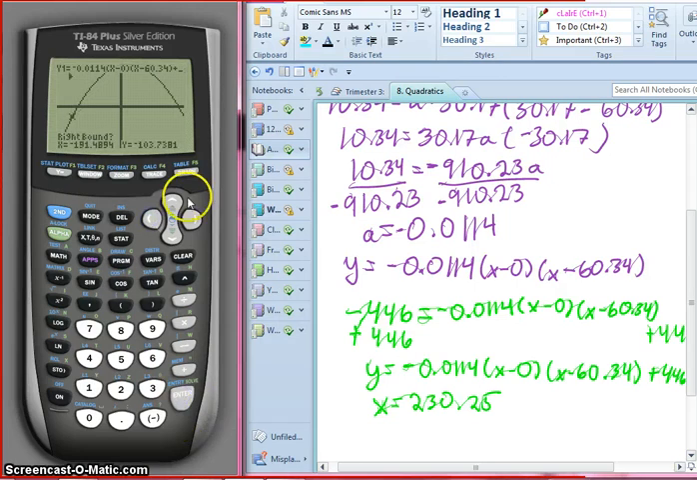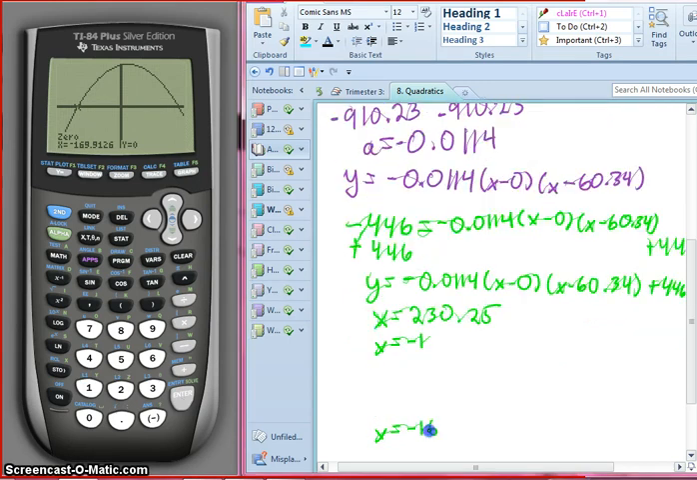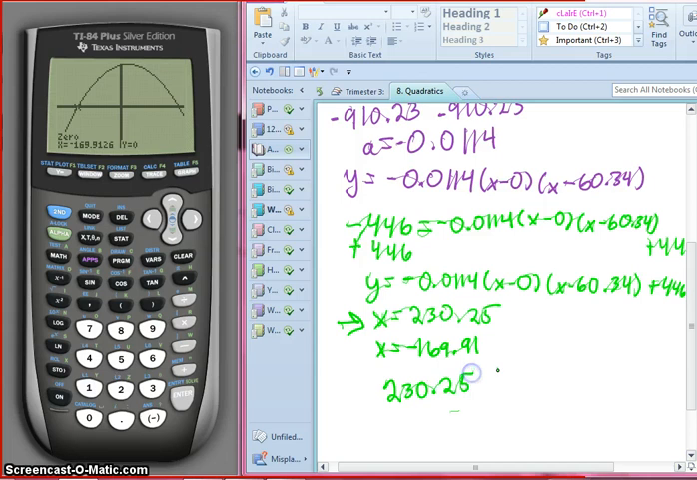And then you do enter, and you get x equals negative 169.91. But because you can't go down negative feet, because that doesn't make any sense, you have to use the first answer. So in reality, you go down 230.25 feet from the top of Kingda to the bottom. Alright, thank you. That's basically it.